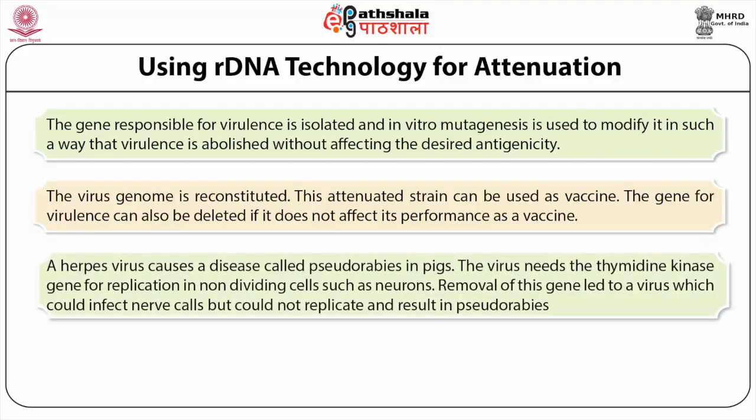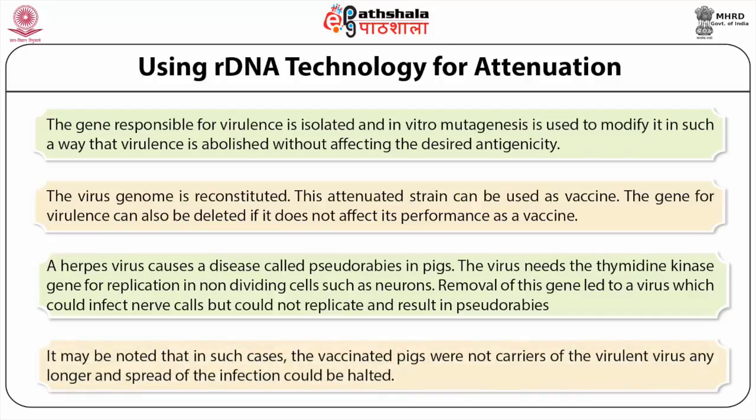A herpes virus causes a disease called pseudorabies in pigs. The virus needs the thymidine kinase gene for replication in non-dividing cells such as neurons. Removal of this gene led to a virus which could infect nerve cells but could not replicate and result in pseudorabies. It may be noted that in such cases, the vaccinated pigs were not carriers of the virulent virus any longer, and spread of the infection could be halted.